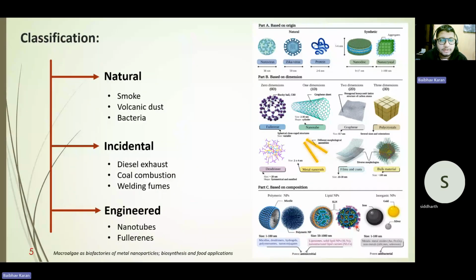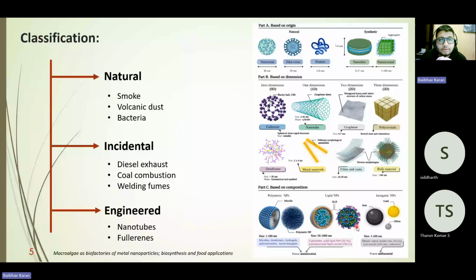Then comes the classification, or what are the different types of nanomaterials known. First comes the naturally occurring. Naturally occurring means they are available in nature. They are not man-made or created by any other living beings. In these naturally occurring nanomaterials, examples are smoke, volcanic dusts, and bacteria. They are all in the size of nanoparticles. At least one of the dimensions is less than 100 nanometers.